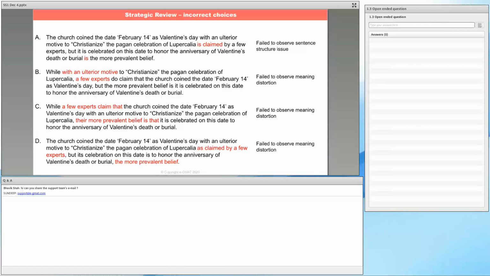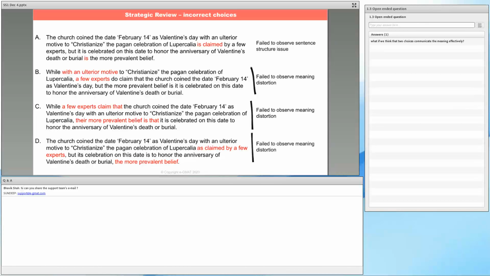And here again, in all of this, there was no meaning error in any of the answer choices. There was no grammar error in any of the answer choices. What was there was meaning distortion. Meaning distortion, meaning distortion, meaning distortion, in choices B, C, and D. No grammar error. Independently, each of these sentences is grammatically perfect.